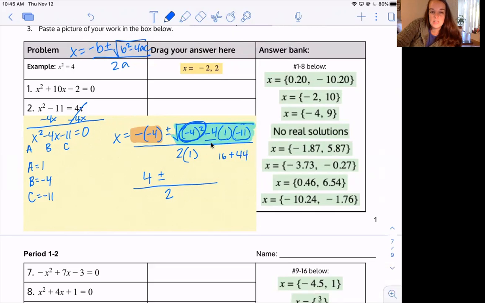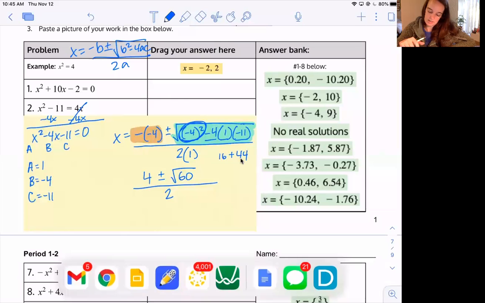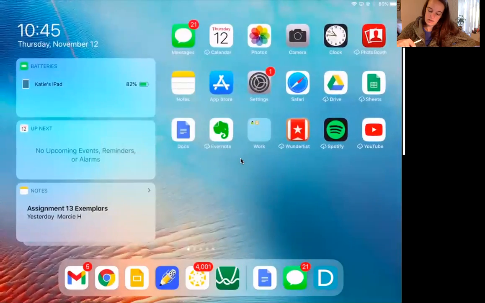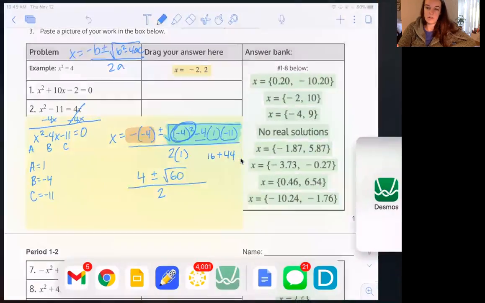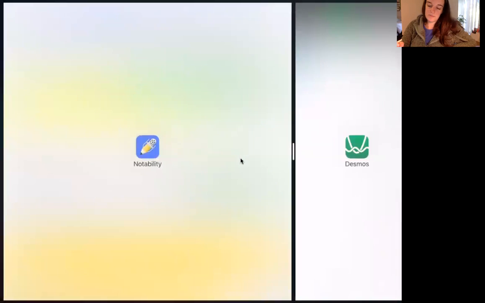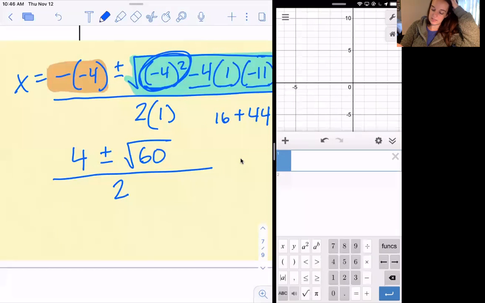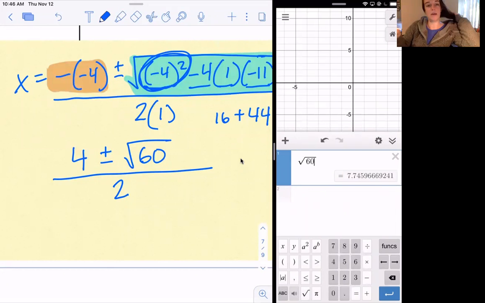So this whole thing turns into 16 plus 44, which is... no, 60. So I have the square root of 60. The square root of 60 is not a whole number, right? It's not a whole number. So I'm going to go ahead and go to my calculator. I'm going to say, okay, what is the square root of 60? The square root of 60 is 7.459, and so on, right?